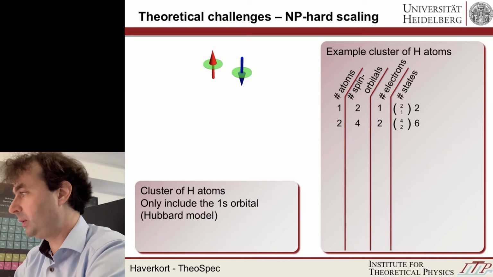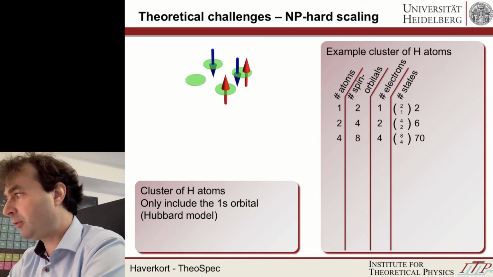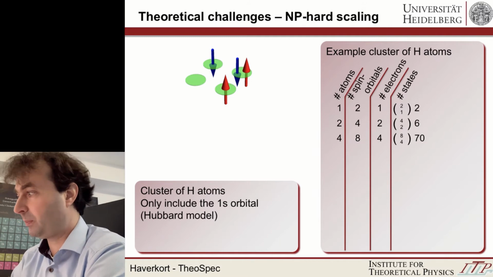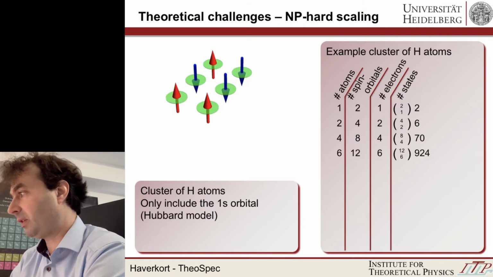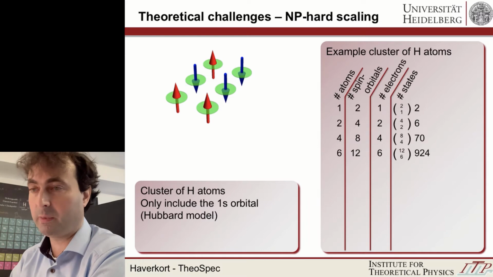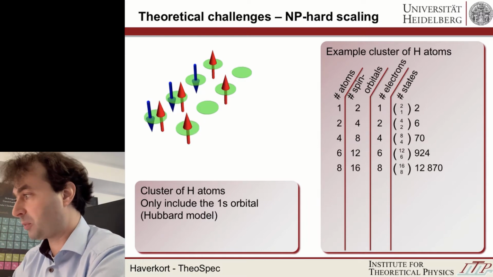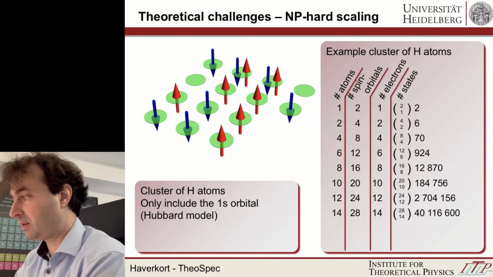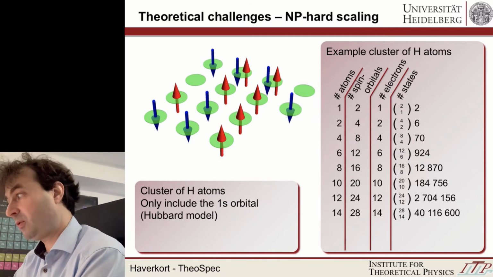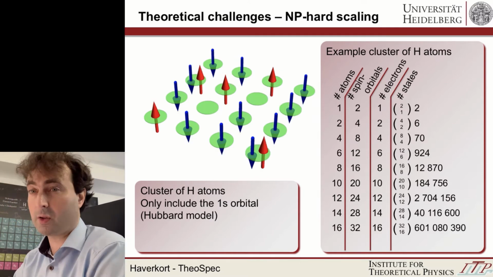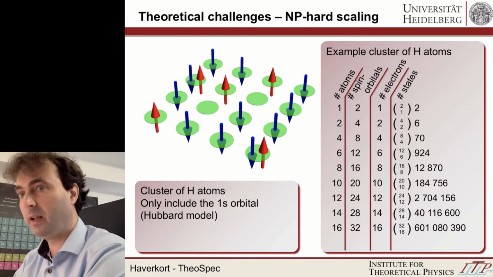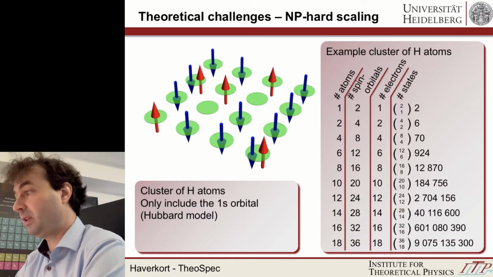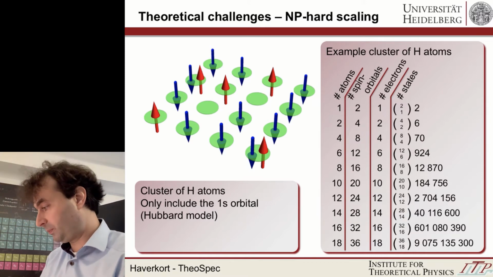4 over 2 is 6. With 4 atoms I have 70 possible microstates in my system. With 6 atoms I have 924 possible states in my Hilbert space. With 8 atoms 12,000, 10 atoms 180,000, 12 atoms 2 million, 14 atoms 400 million, 16 atoms 600 million. So that's the exponential scaling we are talking about. And with 18 atoms we have 9 billion states in our Hilbert space.